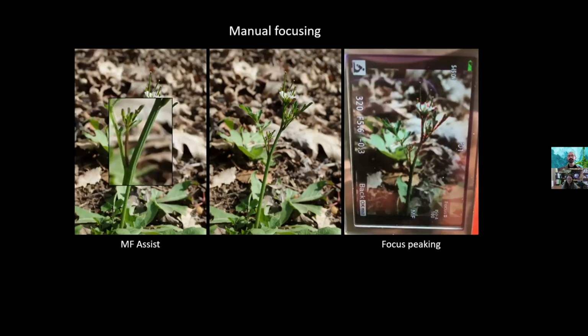Manual focusing is also another option, which can be very useful, especially when things are not cooperative. One of my cameras has what's called manual focus assist, where essentially it will zoom in on the particular part in the center, and then you can see what's in focus better, because it's really hard to see what's in focus when you're just looking at a little tiny screen.